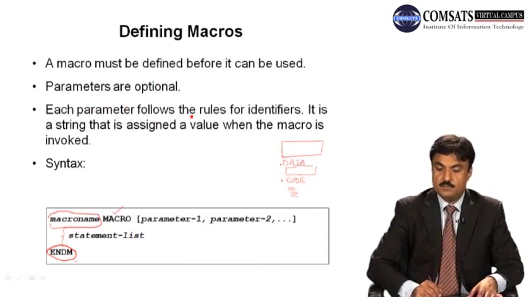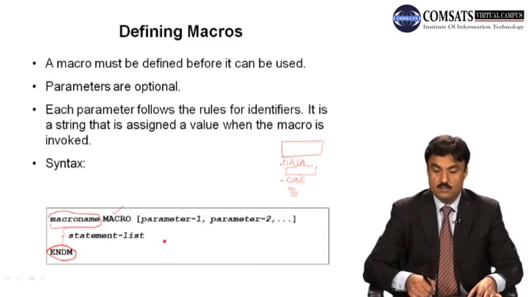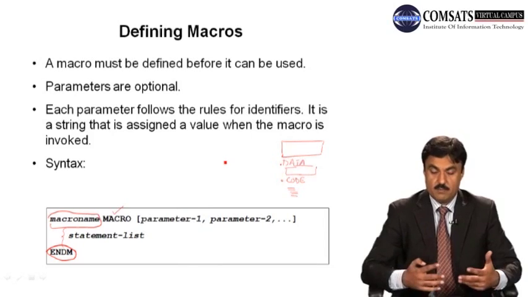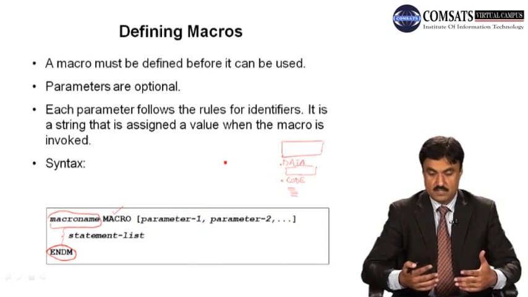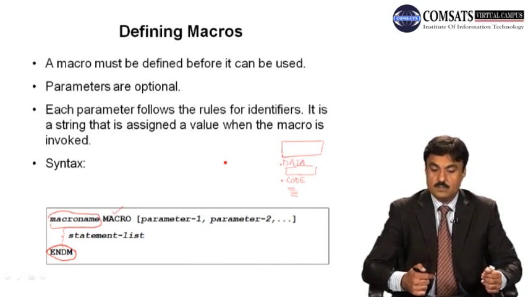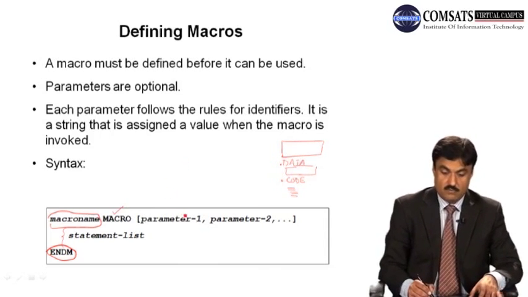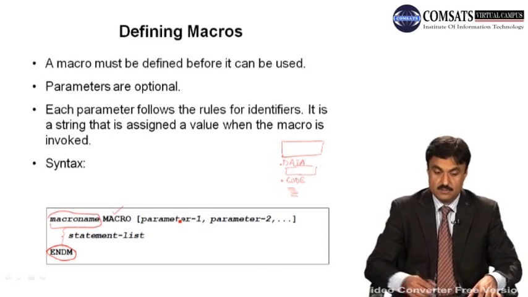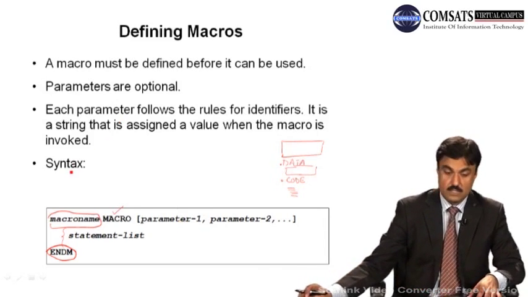Each parameter follows the rules for identifiers, the same rules which we use for identifiers, like how we can define identifiers, what their naming should be, and so on. These same rules must be followed when we write parameters, when we pass arguments inside the macros. It is a string that is assigned a value when the macro is invoked. So for example, when we invoke a macro, this will be considered a string and it will hold the values and so on. So this is the syntax of the macro, as you have seen.